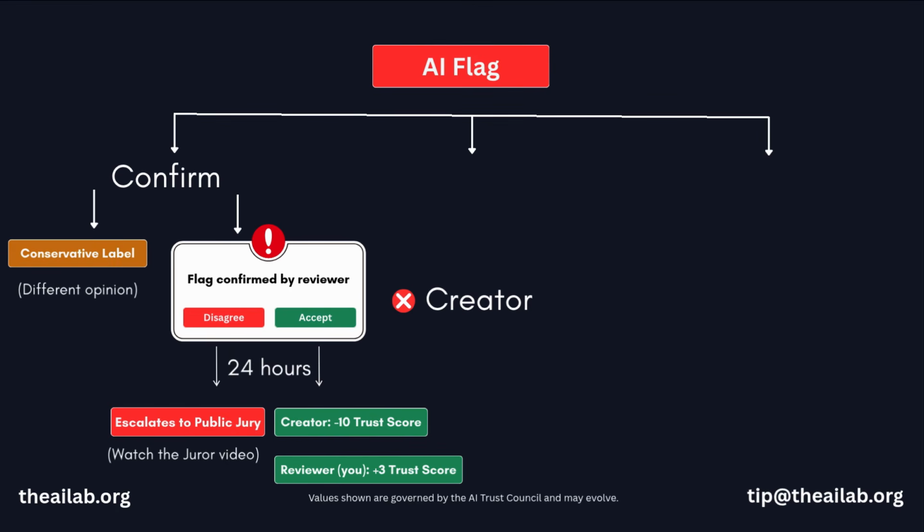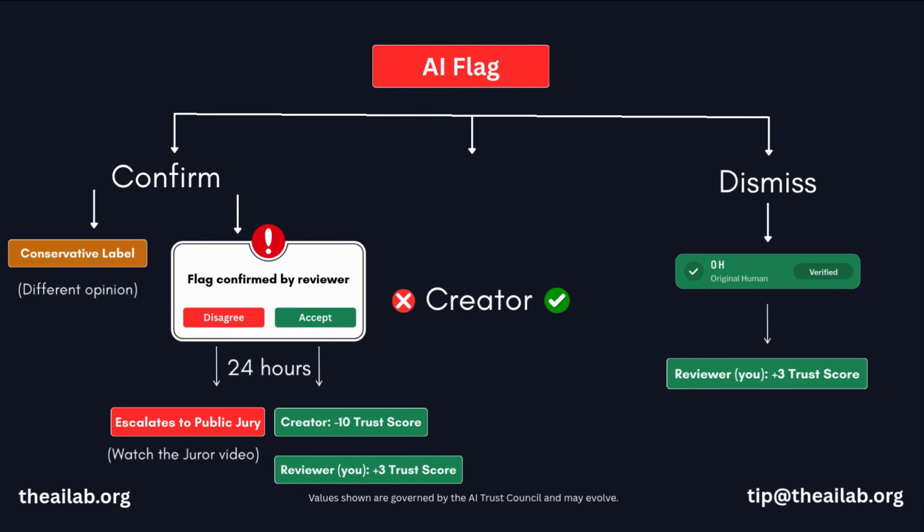Conversely, if you believe the AI classifier made an error and the content creator is correct, you should click Dismiss. Then the creator retains their verified label, and you are awarded plus 3 points for your review.